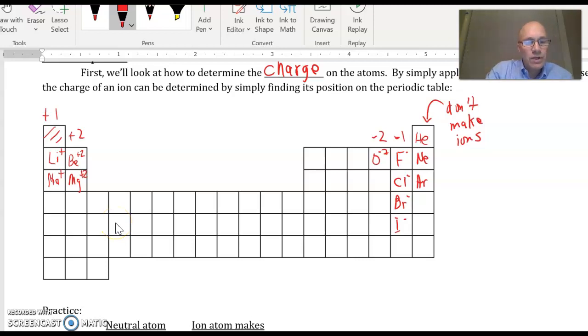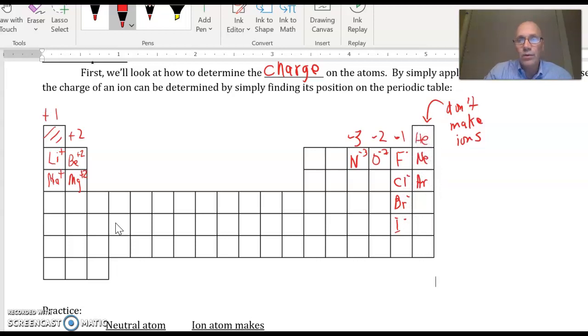If you look at the periodic table right here, you'll see that everything in this column, which is the group of the alkali metals, when they make ions, tends to have a +1 charge. Everything in this column will have +2. Over here, we've got -1, -2, -3. So for example, this would be nitrogen right here, which as an ion is going to have a -3 charge. The noble gases, which are the elements in this family right here, don't make ions.